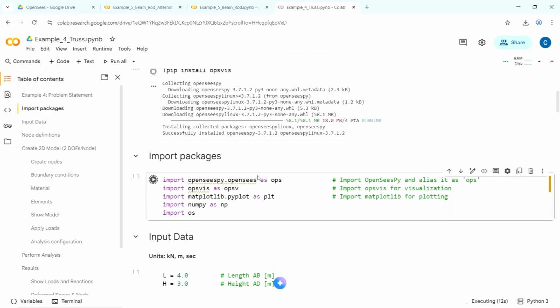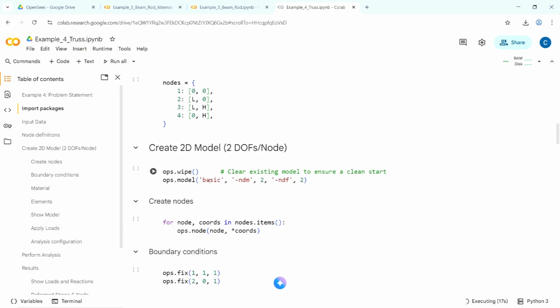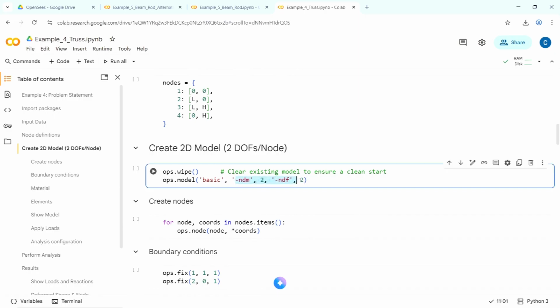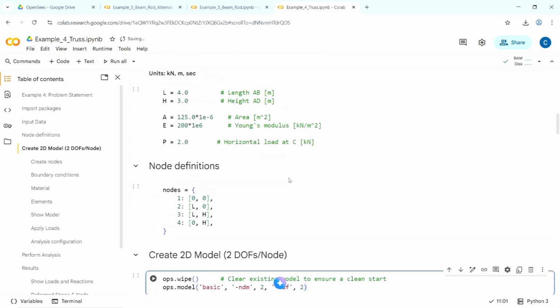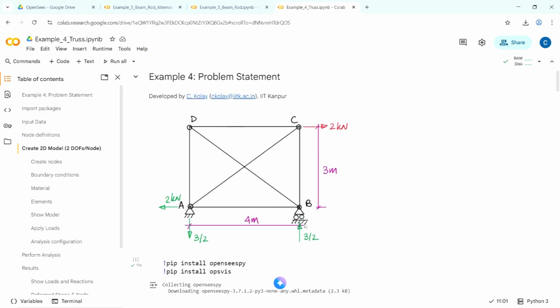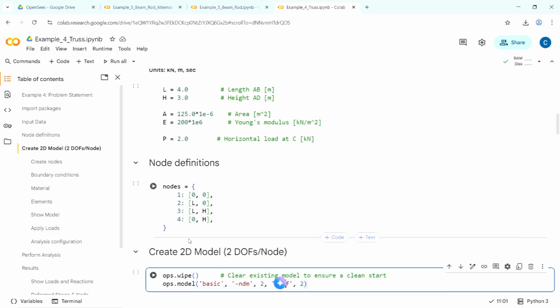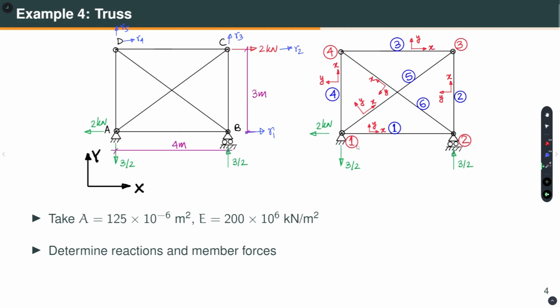So, what we can do, we can simplify, so up to this is all definition. We can simplify and just consider it is a 2D problem. So, NDM is 2 and number of degrees of freedom is equal to 2. Okay. We are not worried about the rotational degrees of freedom. Okay. So, then this initial part is fairly straightforward. I am defining L is equal to 4, H is equal to 3. So, L is this length and H is the height. Okay. And then I am creating the nodes 1, 2, 3, 4, and these nodes are as I have numbered here. This is node 1, this is node 2, node 3 and node 4.